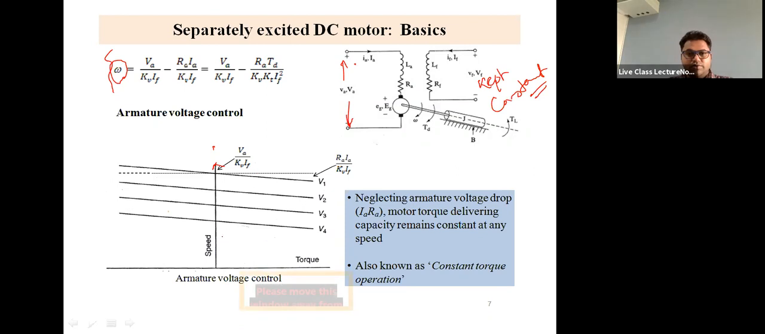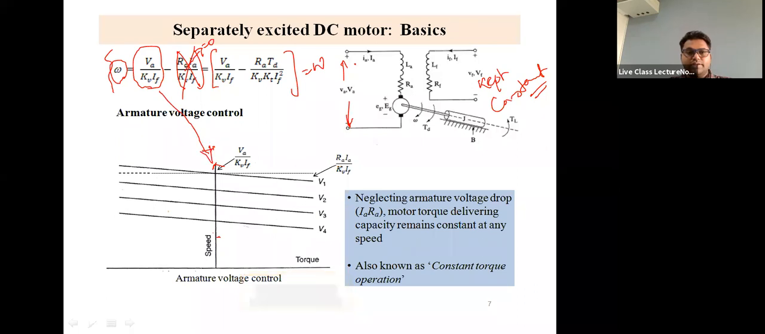Right. So what will be the drop? What will the speed be at no load? See, this is the equation for the speed, right? If you have no load, this IA goes to zero. Armature current is almost zero. Then this term goes out, so whatever is left is only this term. This is the speed which we will get at no load.